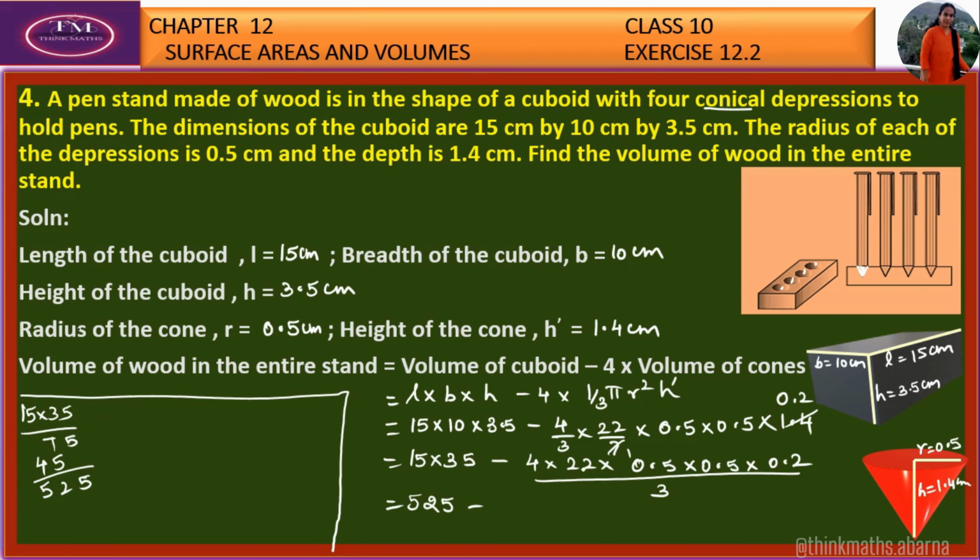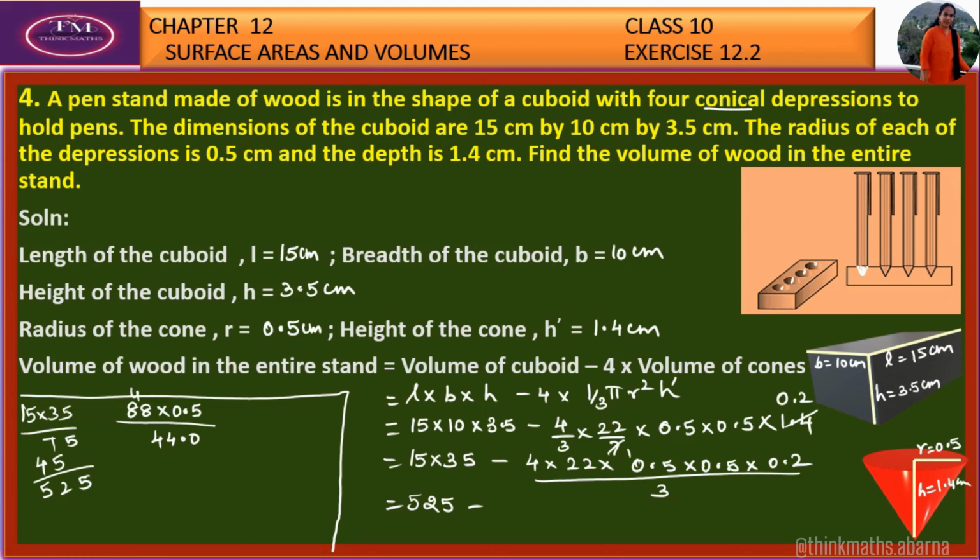Minus, we have to do the calculation here. 4 into 22 is 88. So 88 into 0.5. 8 fives are 40, balance 4. 8 fives are 40, plus 4, it is 44. The decimal is before one number. So we will get 44.